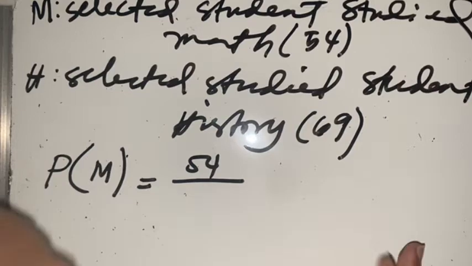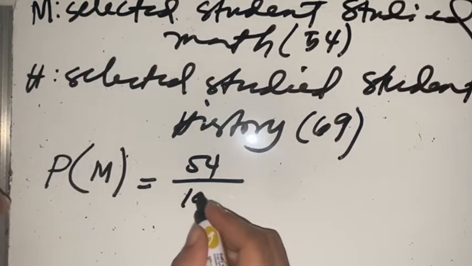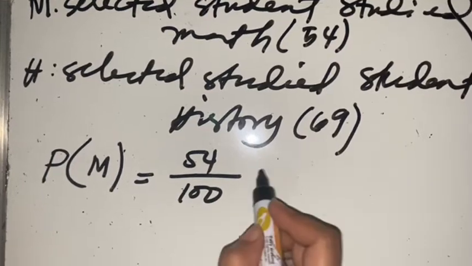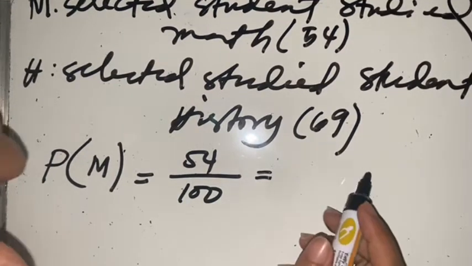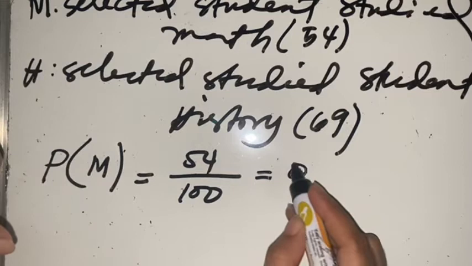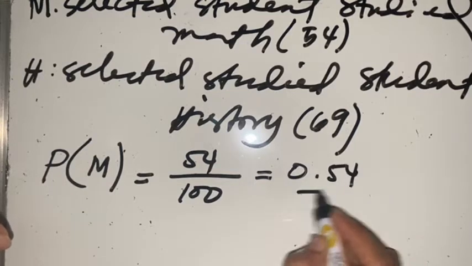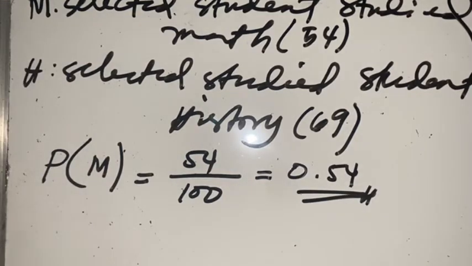So how many students are there in the graduating class? There will be 100 students, so that would be 54 divided by 100, that would be 0.54. So this is the probability of selected students who studied mathematics.